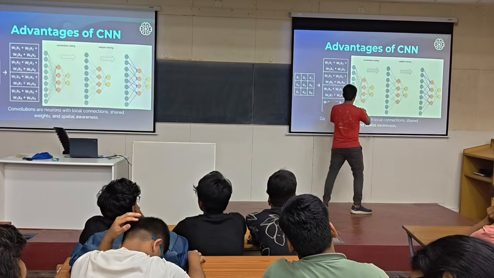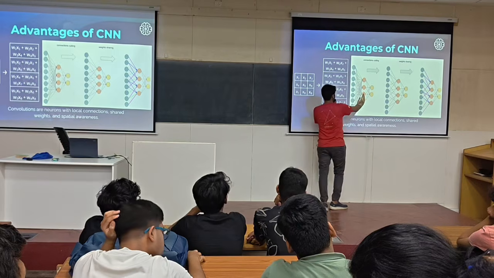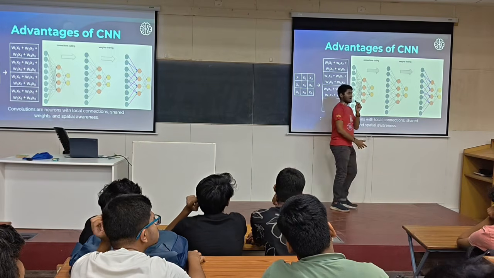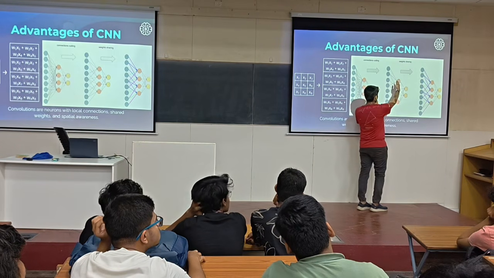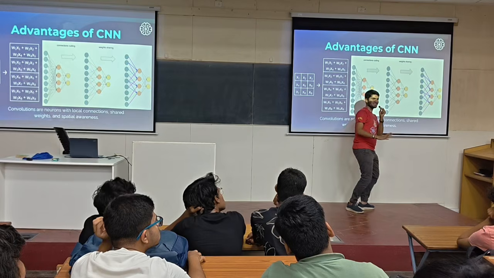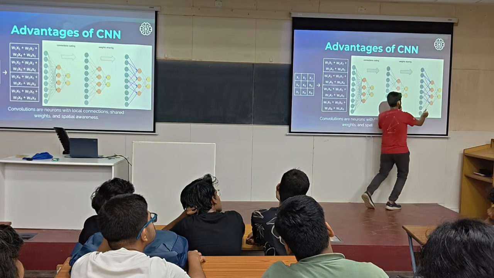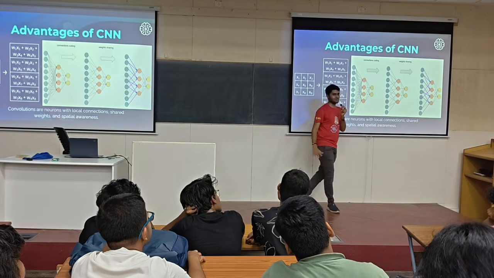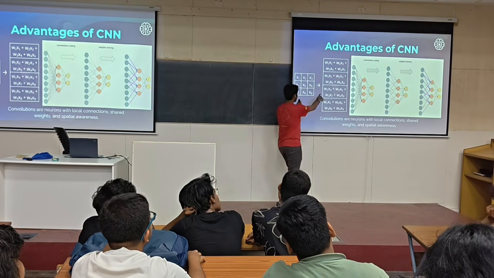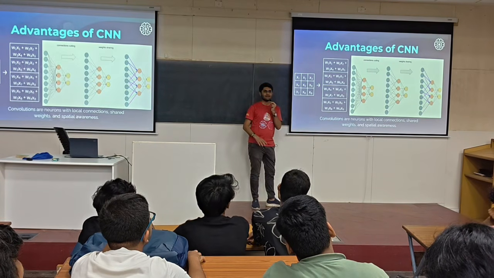So instead of 9 into 4, which is 36 connections, I am having only 4 into 4, 16 connections. And in those connections also, I have only 4 independent trainable variables, which are W1, W2, W3, W4. Right.